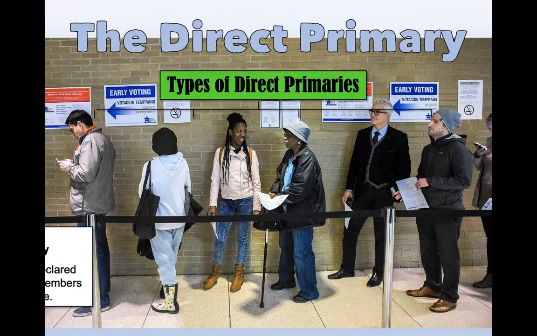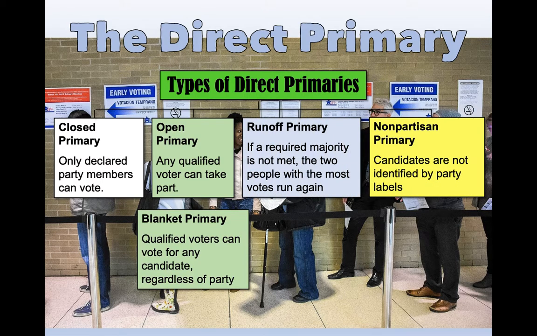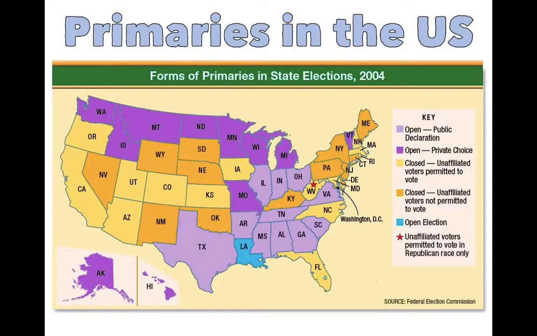So, the direct primary. There are different types of direct primaries, and I'll put them all up for you. You can see there are closed primaries, where only declared party members can vote. Open primaries, where any qualified voter can take part. A runoff primary, where if a required majority is not met, the two people with the most votes run again. A nonpartisan primary means candidates are not identified by party labels. And lastly, a blanket primary, where qualified voters can vote for any candidate regardless of party.